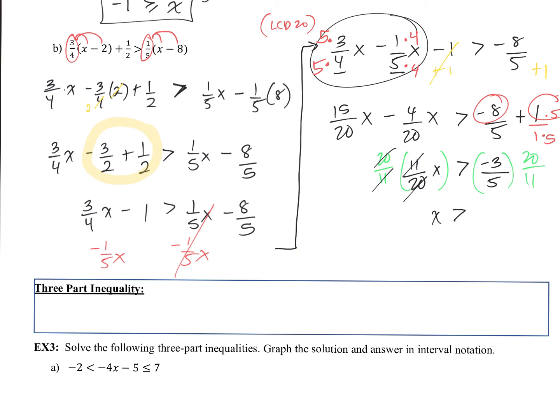We're left with x is greater than, and let's see, can we simplify this before we fully multiply it out? Can we simplify? The answer is yes. See that 5 and that 20? We can go ahead, 5 goes into itself once, and 5 goes into 20 4 times. So then we have negative 3 over 1 times 4 over 11, and x is going to be greater than negative 12 over 11.